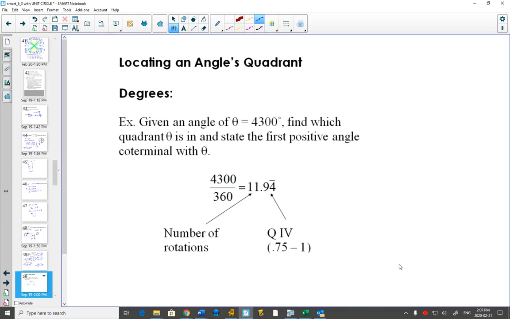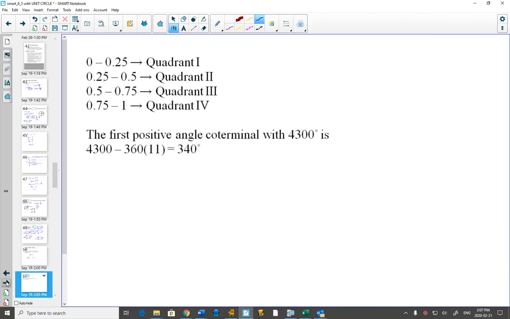Does it make sense that once you get this decimal, that 0.94 indicates that it's in quadrant 4? Because you go all the way around from 0 to 0.25 would be quadrant 1, 0.25 to 0.5 would be quadrant 2, and so on and so on. So if you had a calculator, this would be easy to say which quadrant it's in.